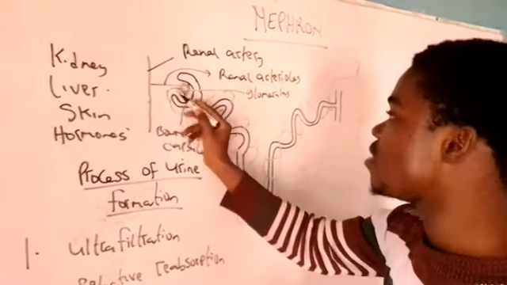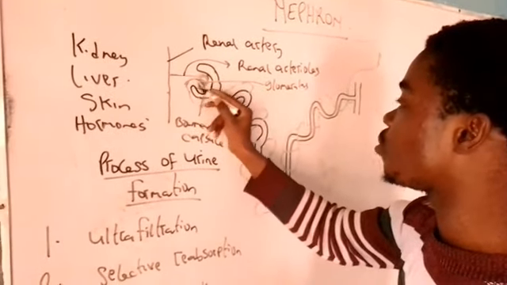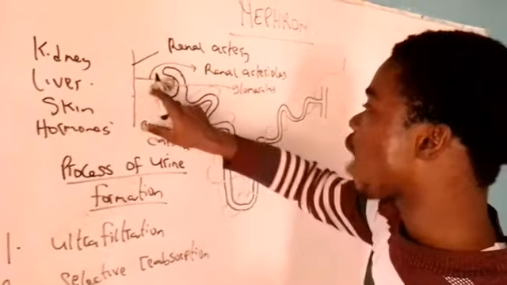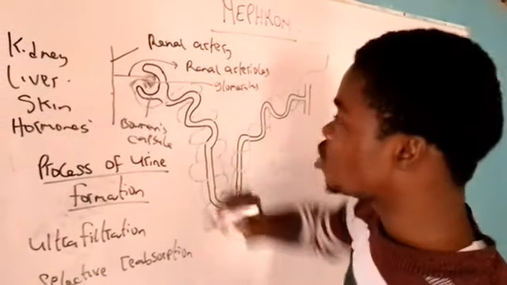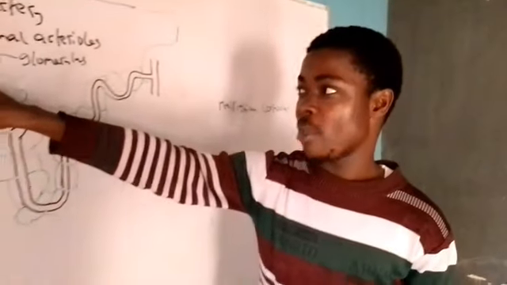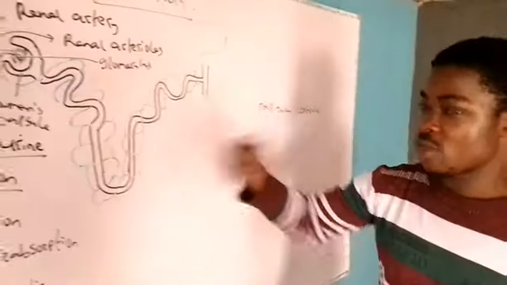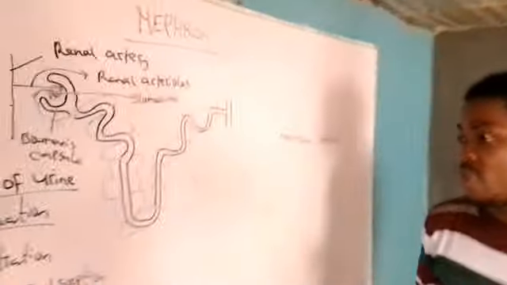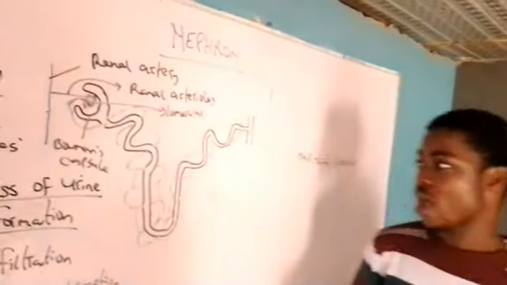What that means is that the blood vessel leaving this glomerulus is very thin, while the one entering is somehow a little bigger. As a result of that, a lot of pressure builds up inside the Bowman's capsule, causing more substance to diffuse into the capsular space. That's the first process, which is ultrafiltration.